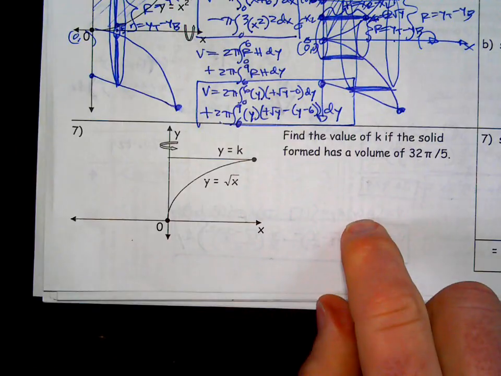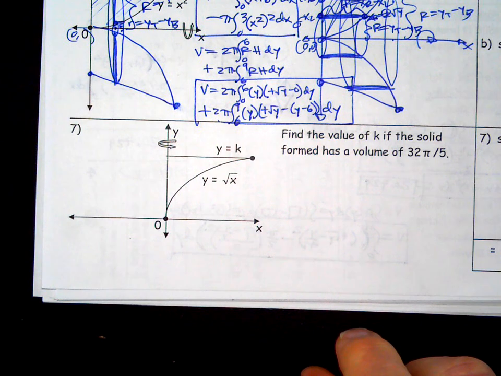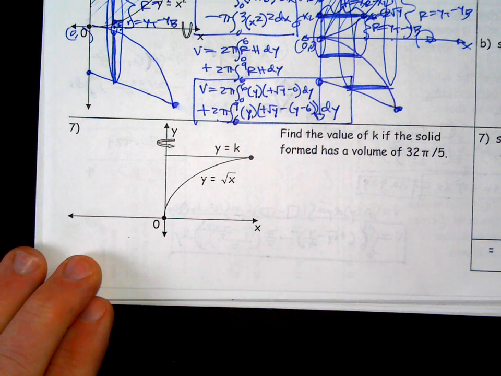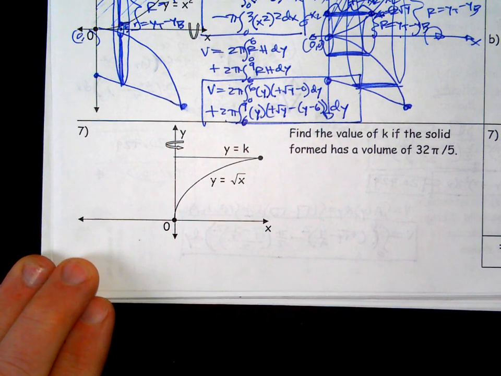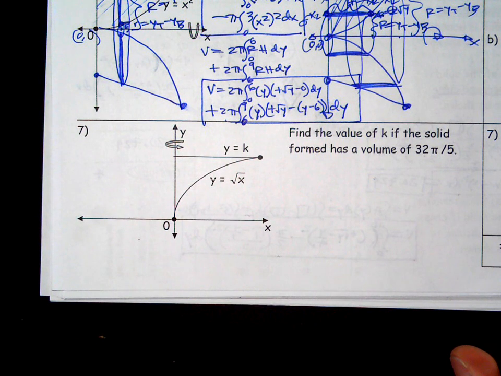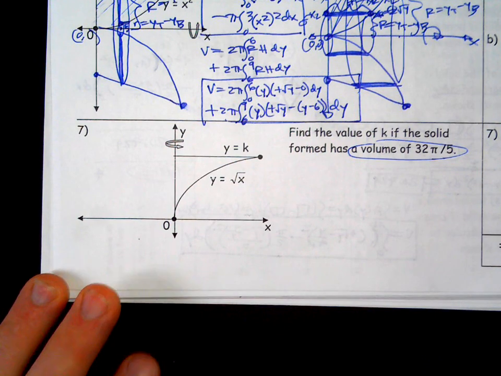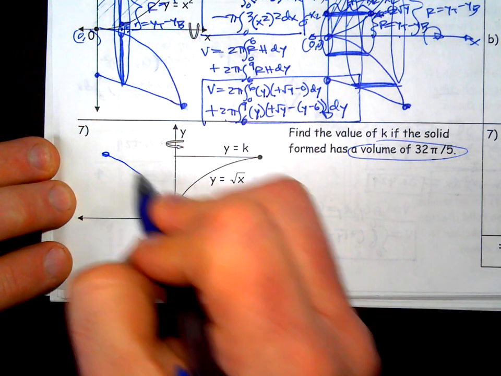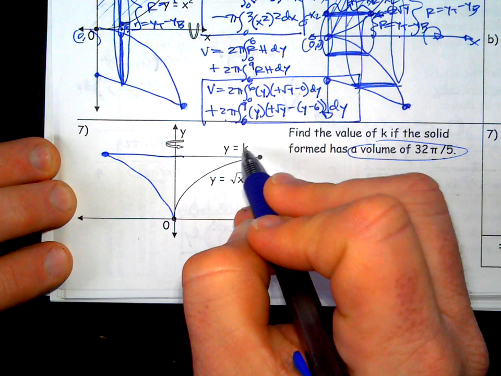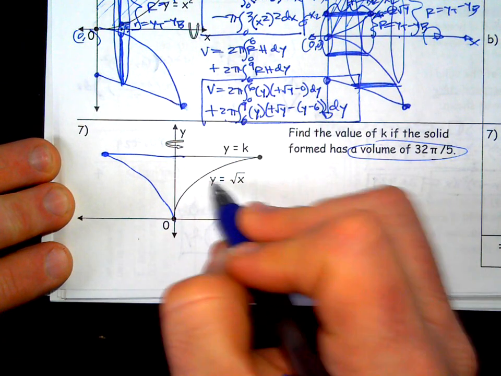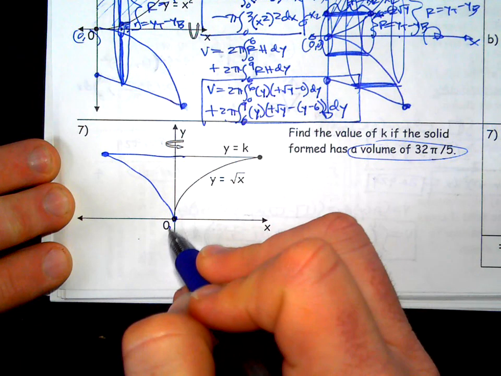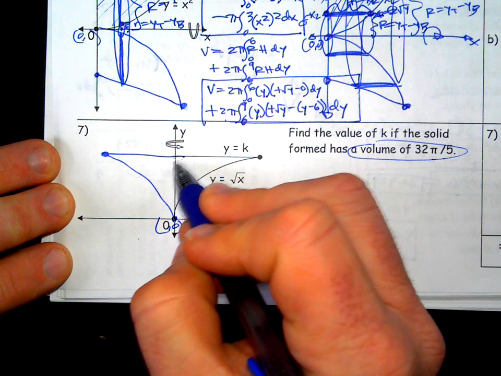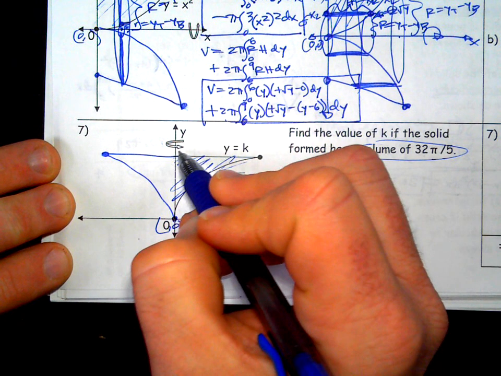And the last one, which kind of reminds me a little bit of the challenge problem on the original test, says find the value of k if the solid formed has a volume. So they're giving you the volume. They're showing you that it's being revolved around this. So I'm going to draw the picture. Y equals k is this line. This is y equals the square root of x. We got to figure out what the limits of our shape are going to be. This is the original region, so we've got to find all the corners.